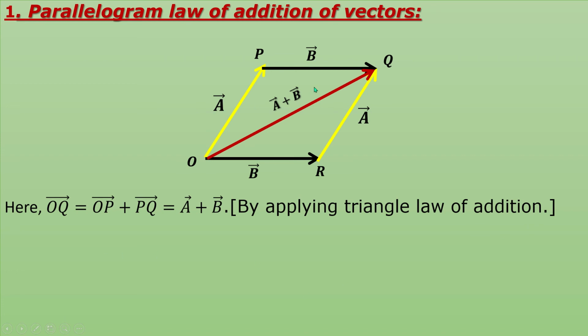Okay, this is the parallelogram law. That means when two vectors act at a point, then these two vectors are taken as adjacent sides of a parallelogram. Their diagonal denotes the sum of these two vectors. This is the parallelogram law. Clear?